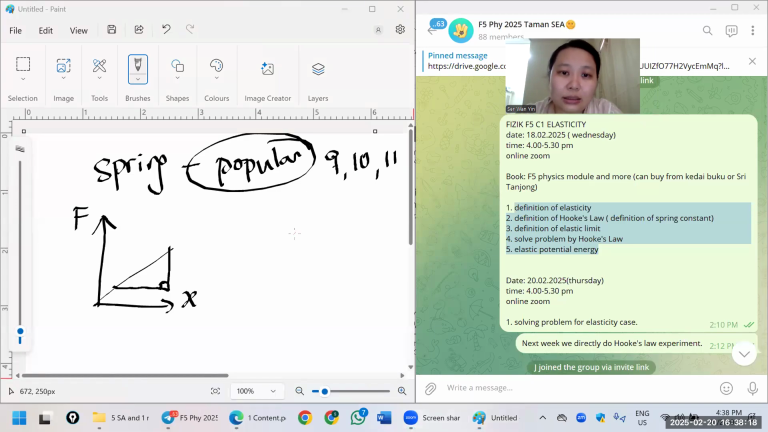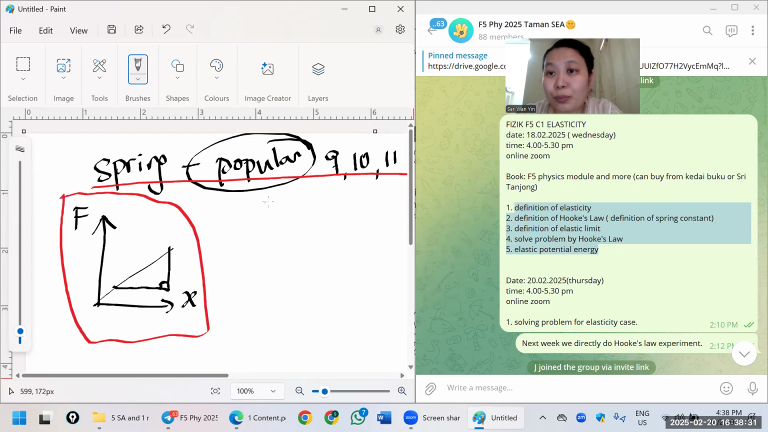Okay, class. Before we start the lesson today, let's check. Do you memorize 1, 2, 3? And this graph has two parts, which represent what?